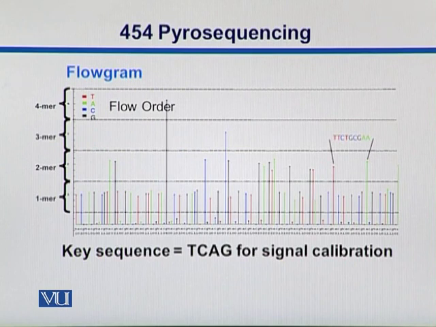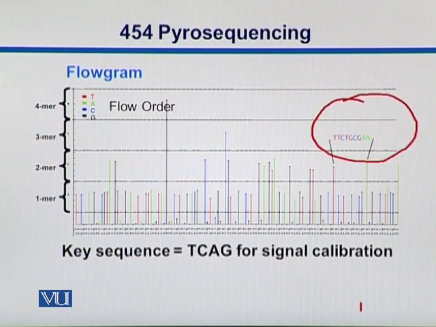The light signal is then detected and recorded in the shape of a flowgram, where we can see bars with different heights. Whenever we get a signal after incorporation of a nucleotide, we will see the higher peaks. First we do calibration. We have a sequence called TCAG, which we use in this corner right here, and it helps us with calibration.